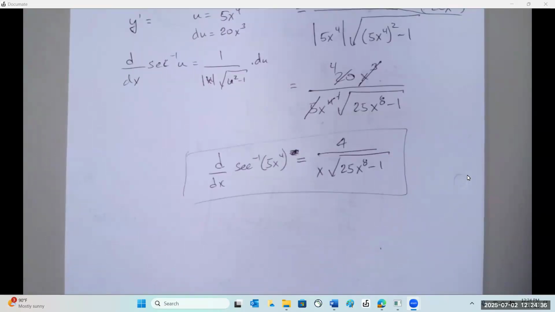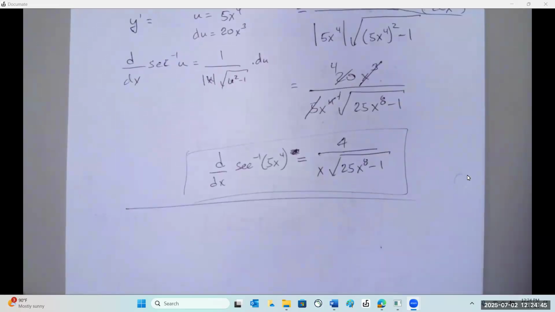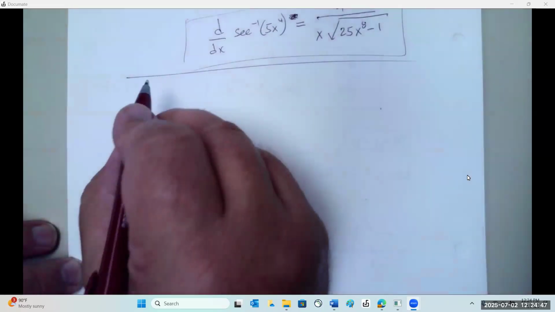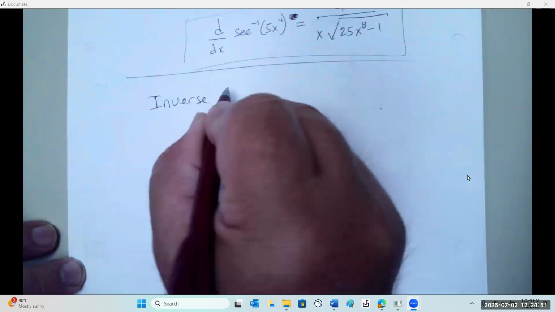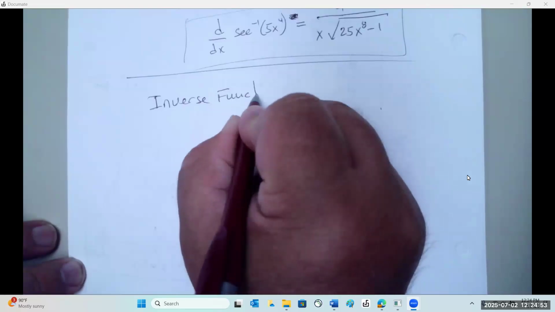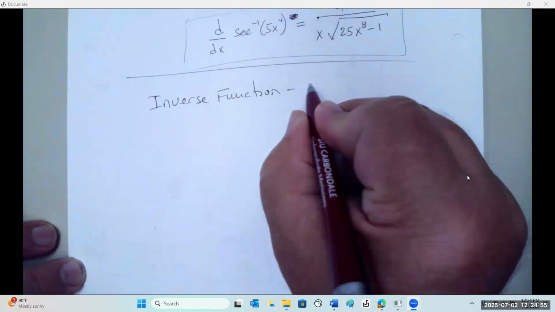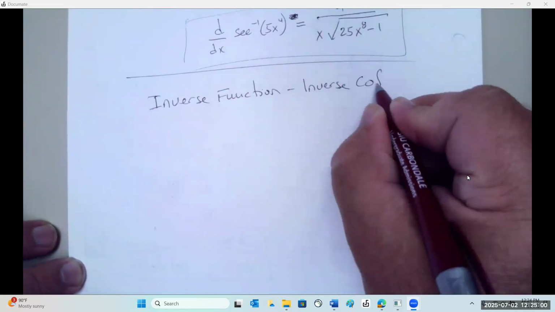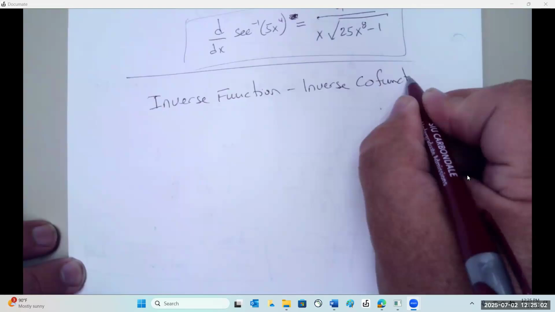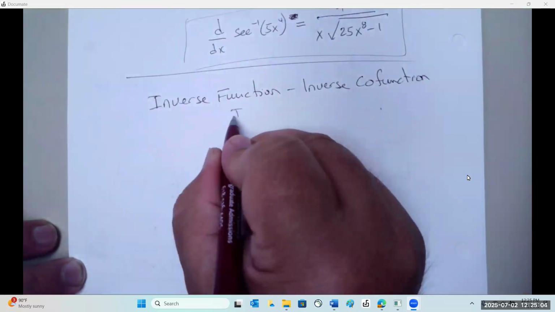So now that you have the formulas there, do you have to memorize them? Not really, but can you derive them? I hope. But you always have them in your cheat sheet. So inverse function and inverse cofunction identities.